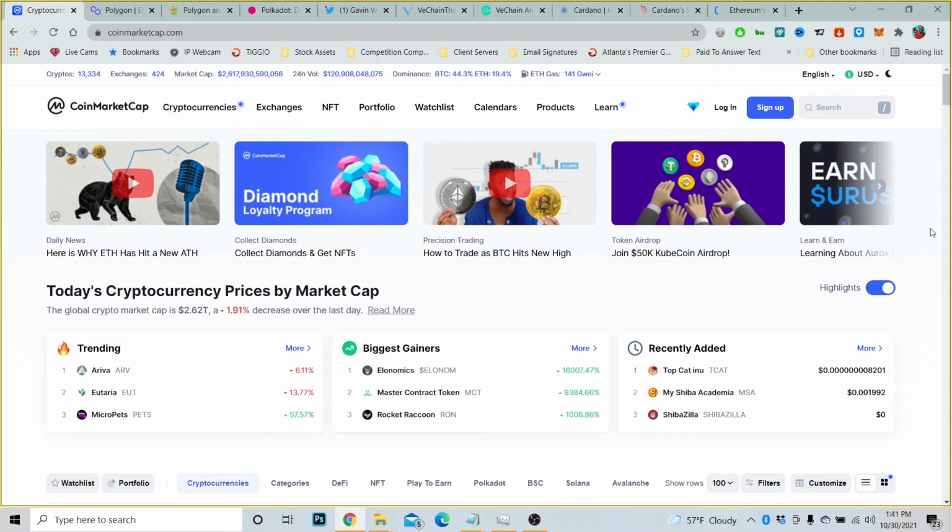You can go to platforms like CoinMarketCap and look at the trending coins like Arriva, Euteria, Micropets. Whether they're up or down, they are trending. And the biggest gainers is Elonomics, which had a 16,000 percent upgrade, Master Contract Token, or Rocket Raccoon. Then you look at the ones that are recently added. You've got people who look at something like Topcat Inu, and they might just put $200 to $300 in with the anticipation that it may go up.